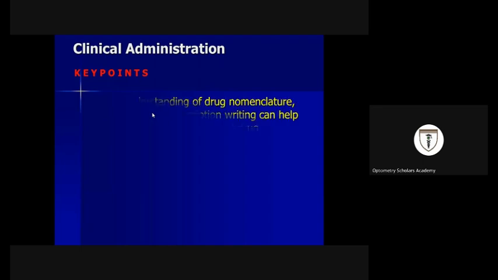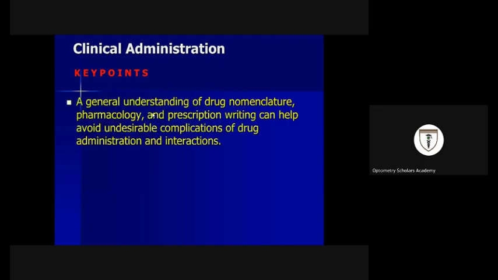Key points in clinical administration. So a general understanding of drug nomenclature, pharmacology, and prescription writing can help avoid undesirable complications of drugs. So a general understanding in naming of drugs, the pharmacological effects of these drugs, and the prescription writing of these drugs, how to write these drugs or the dosage of these drugs, can help you avoid undesirable complications of drug administration and interaction. It can also reduce the side effects of these drugs.